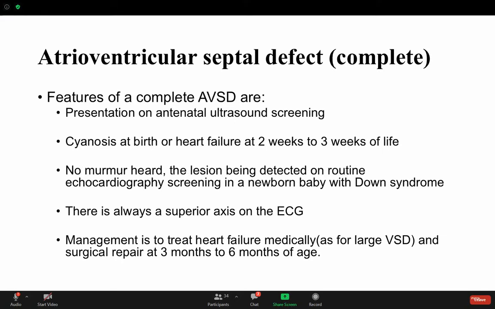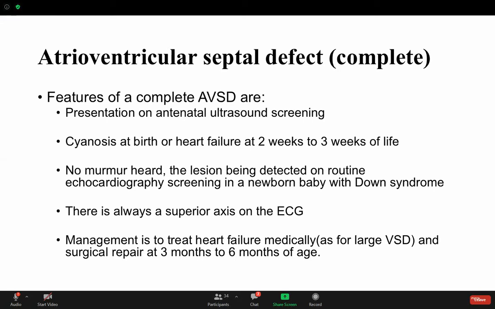Features usual presentation antenatal ultrasound. If not, they will have cyanosis at birth, or if it's not picked up, they will have heart failure at 2 to 3 weeks of life. There's no murmur here. The lesion being detected on routine echocardiography and newborn baby with Down syndrome. لأن الحين المفروض anybody who's diagnosed with Down syndrome بيكون واضح شكله عند الولادة. المفروض لازم قبل ما نطلع البيت نسوي له cardiac echo.